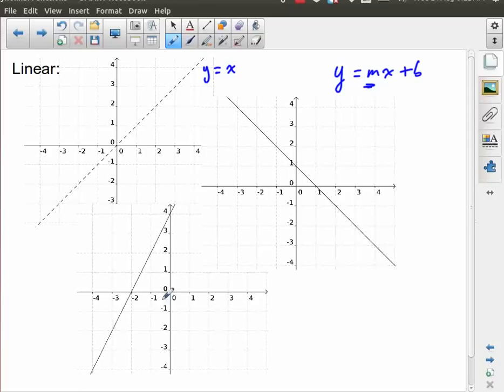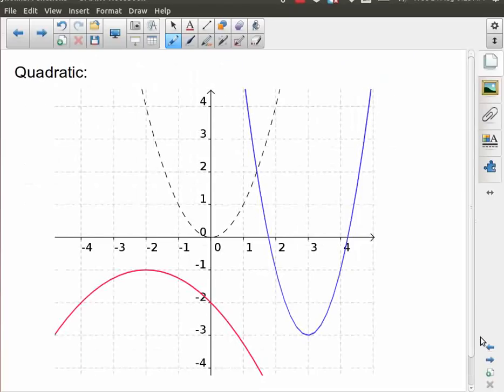Any x value can produce, well, eventually if we put in all possible x values, we will get all possible y values. And the reason is because all of these graphs extend left and right to positive and negative infinity, and they also extend up and down to positive and negative infinity. But that is not always going to be the case. Take a look at a quadratic. Here's the parent function, the dotted line.